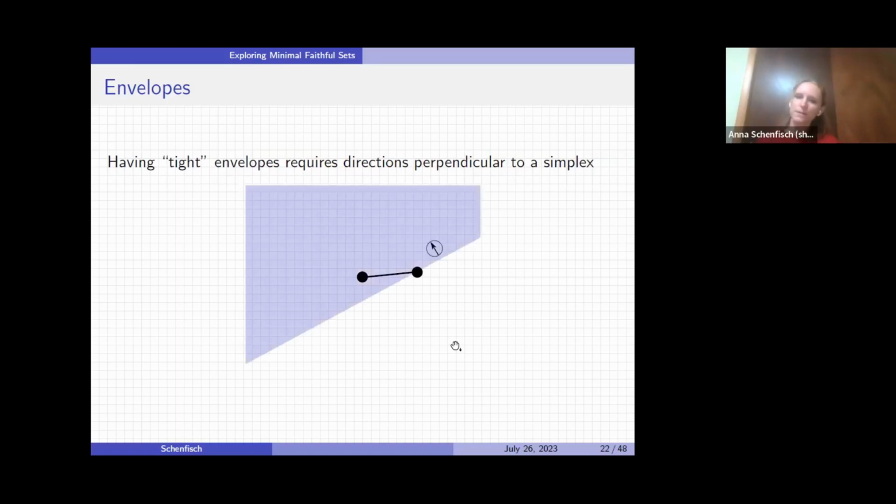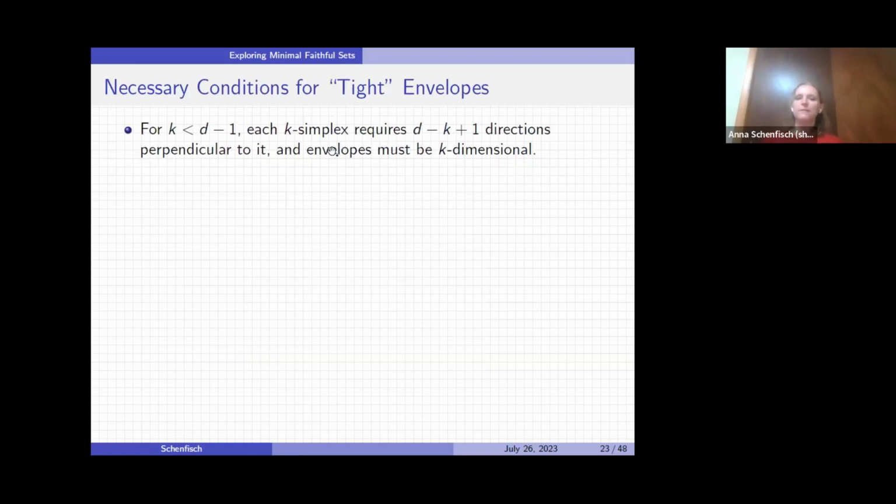So why is that true? If we didn't have a direction perpendicular to a maximal simplex, there's all sorts of behavior that can occur in this region below. For instance, like this red edge, we wouldn't be able to detect. But once we swing that direction around to being perpendicular, that prevents any potential bad behavior or invisible behavior, and the same is true going the other direction. Okay. So in general, if we have a K simplex living in R^D, what do we need to make the envelopes tight? We need D minus K plus 1 perpendicular directions to the maximal simplex. And of course, the envelopes also need to match the dimension of the simplex.